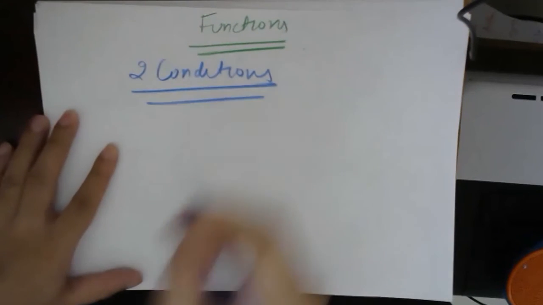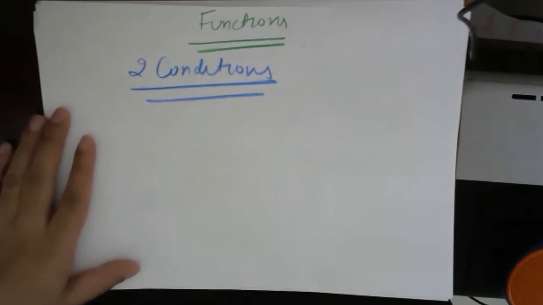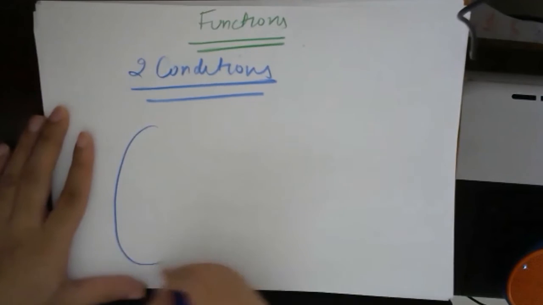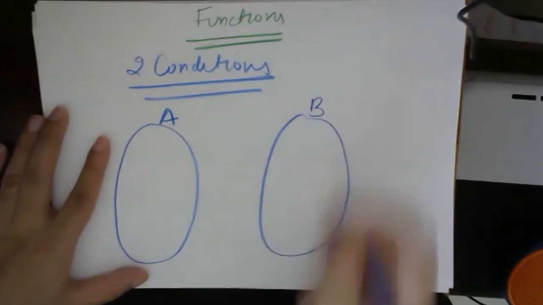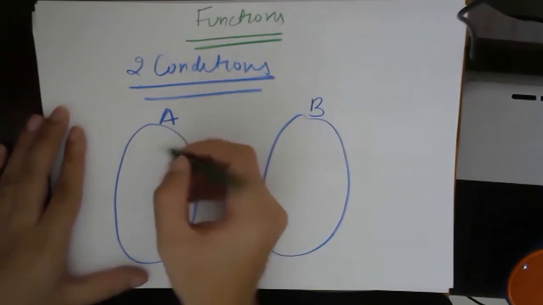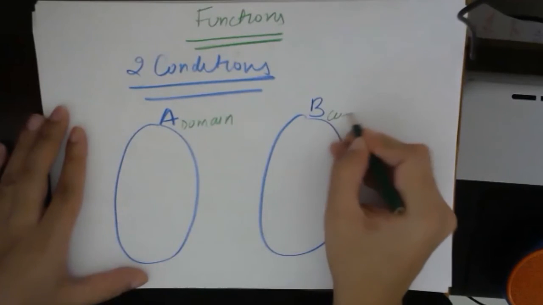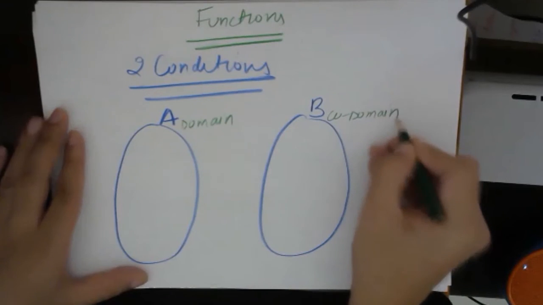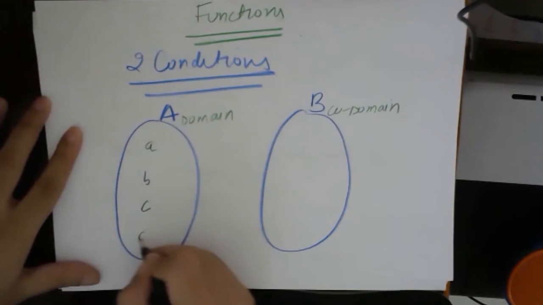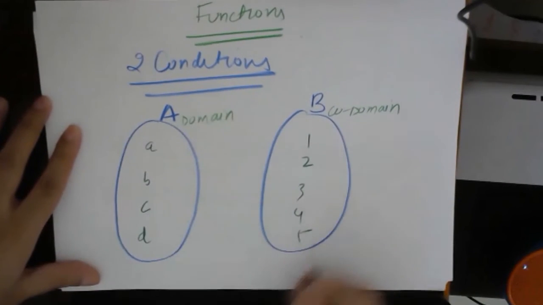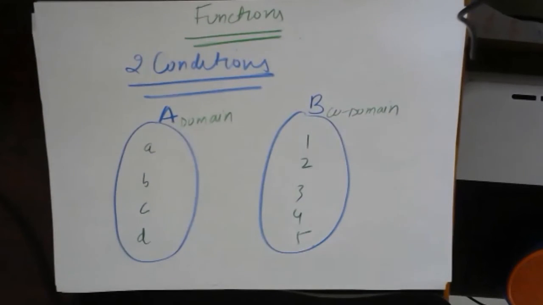I'll just give you the name of these two conditions, and then we will do the remaining in the next class. We'll start with different kinds of functions. So the first condition: suppose there is a set A and a set B. We call set A the domain, and set B the codomain. We will have some elements, like A, B, C, D, 1, 2, 3, 4, 5. So suppose we have a link like this.